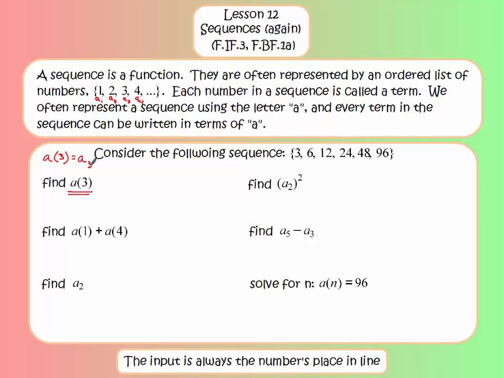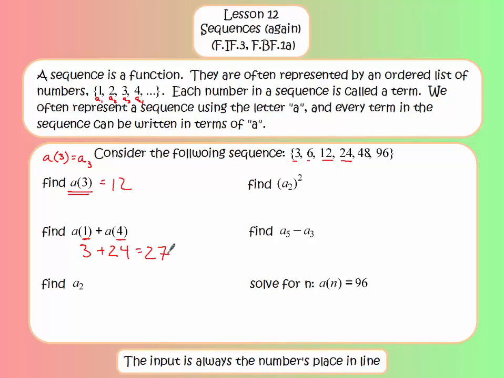So this says find A sub 3. Well, that's 1, 2, the third term, and that's 12. A sub 3 is 12. Find A sub 1 plus A sub 4. Well, A sub 1 is 3, and A sub 4 is 24. So let's just plug those in. Again, it's the term in the first position and the term in the fourth position. And 3 plus 24 is 27.